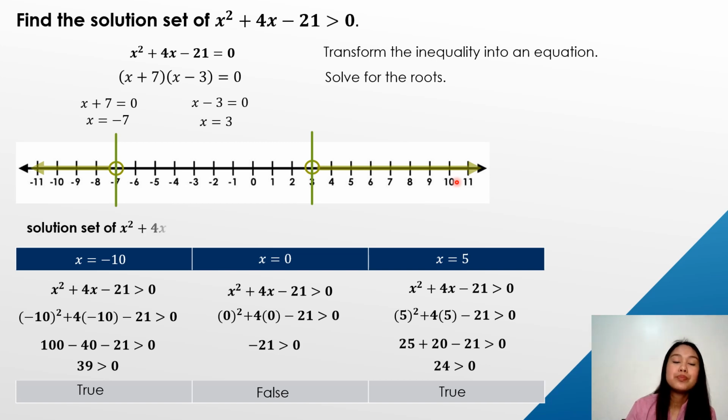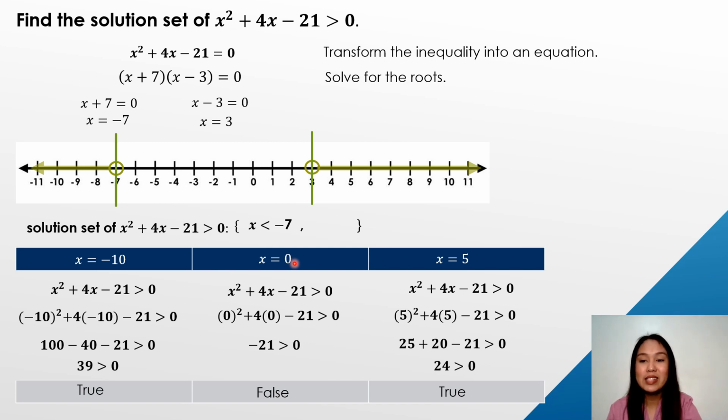Now, we are ready to give the solution set for x squared plus 4x minus 21 greater than 0 based on how we have graphed it in the number line. So the solution set is what is marked in your number line. So that will be negative 7, hollow circle. So this will give us x less than negative 7. Why x less than negative 7? It's marked on negative 7, hollow circle. So that is only less than. Why less than? Because all the lines are pointing on the left side of negative 7, and the left side is also what your less than is pointing to.